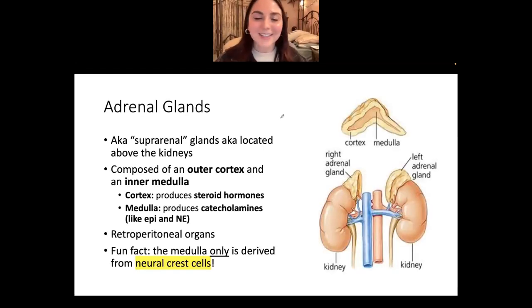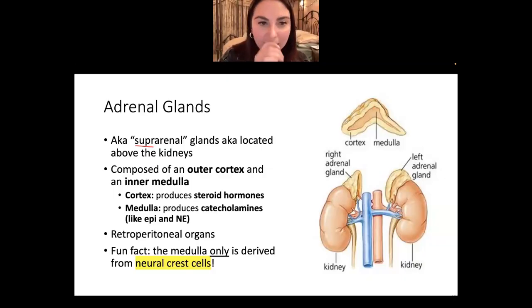Okay, so the adrenal glands. Another name for these is suprarenal, because supra just means above. They sit right on top of the kidneys, so above the kidneys. You can see a picture here. They are comprised of an outer cortex and inner medulla. So again, very similar to the kidneys, right? Remember the kidneys had an outer cortex, inner medulla.